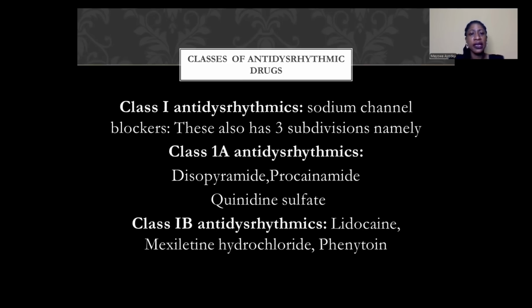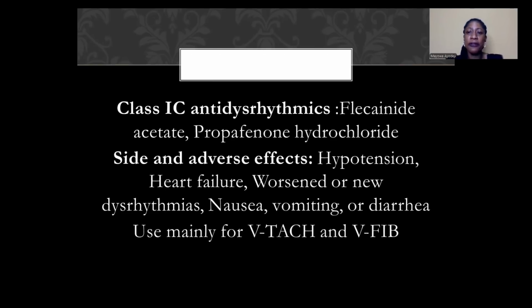Now, let's go to class 1 antidysrhythmic drugs. We have the sodium channel blockers, and class 1 is divided into 3 major subdivisions. Under class 1A, you will see disopyramide, procainamide, and quinidine sulfate. Under class 1B, we have lidocaine, mexiletine hydrochloride, and phenytoin. Then under class 1C, we have flecainide acetate and propafenone hydrochloride.